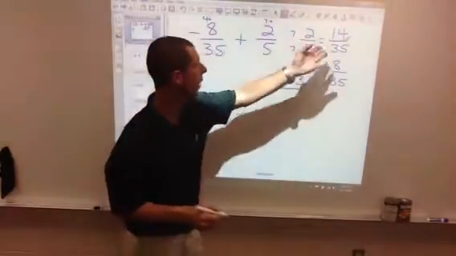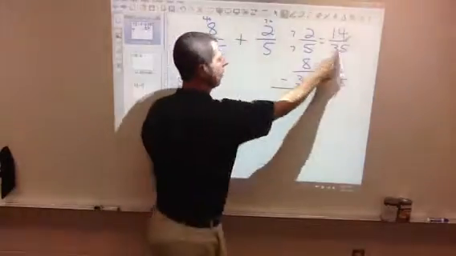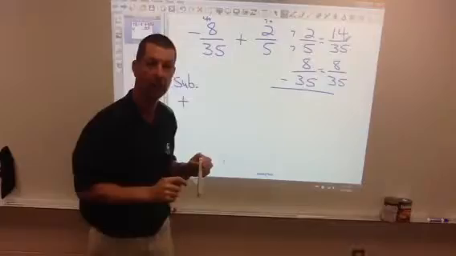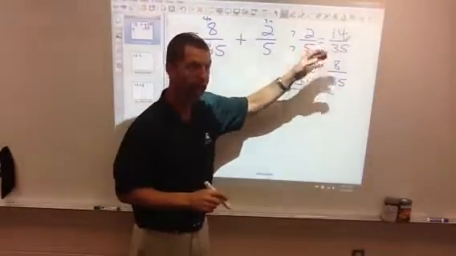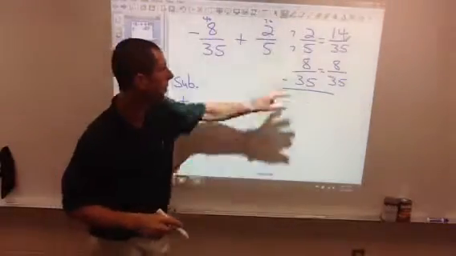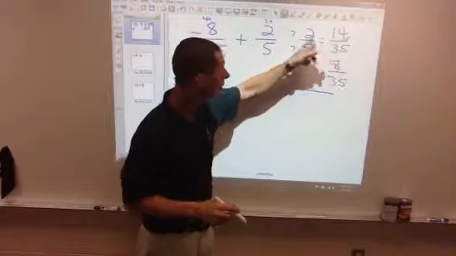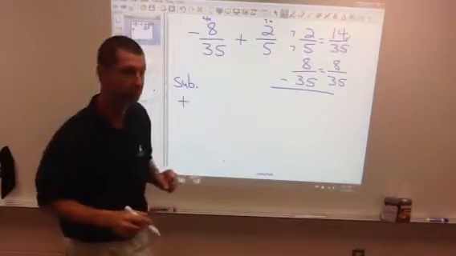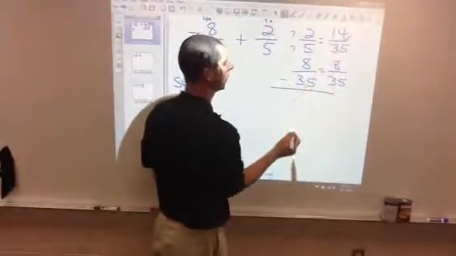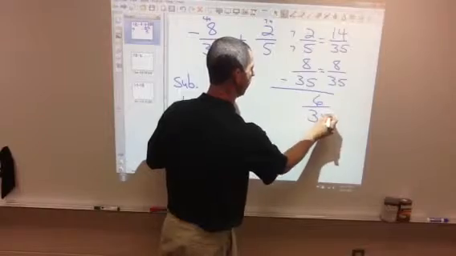And if we use that cross multiplication or cross product method to compare, you'll see 35 times 2 is 70, 5 times 14 is also 70. They are equal. I didn't change the value, I just wrote it in a non-reduced form. This is reduced, this is non-reduced. If we took this fraction and we reduced it, it would reduce to 2/5. Okay, so now I'm all set here. I can take 8 from 14, which is going to be 6. So I end up with 6/35.